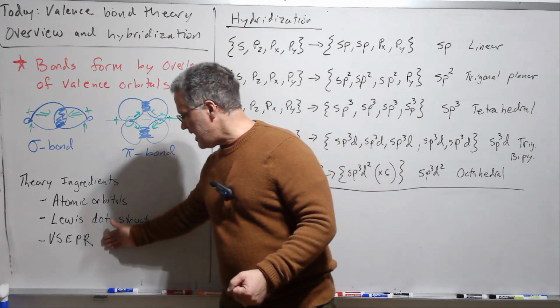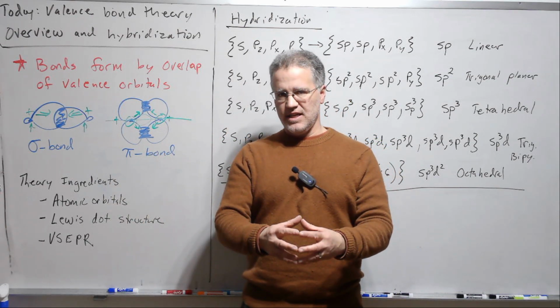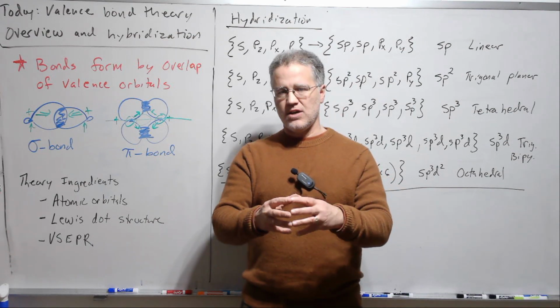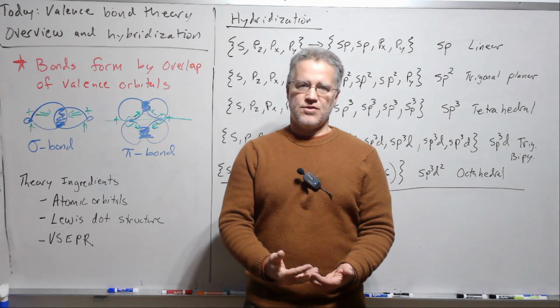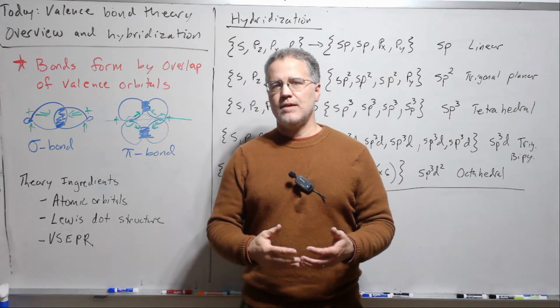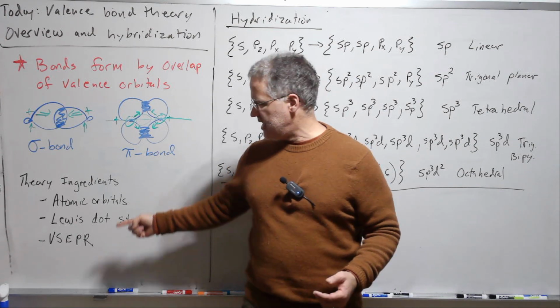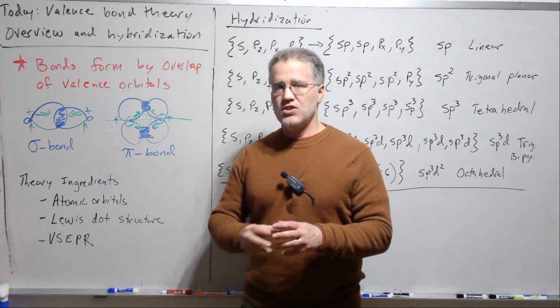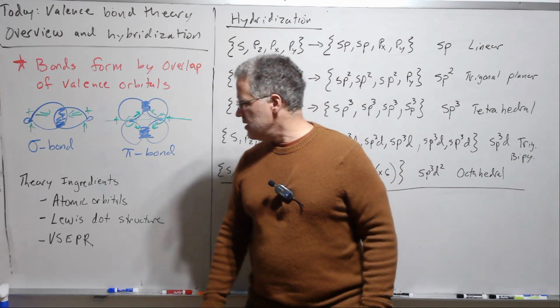And then we have the idea we talked about last time, and that is these sources of electron density, whether they're bonds or lone pairs, want to try to get as far apart as possible. And that gives us our three-dimensional geometry. So with these three ingredients, we're able to construct a theory of bonding that goes beyond just the connectivity of the Lewis dot structure to the actual shape of the molecule in 3D space.